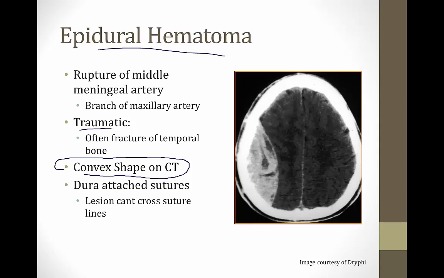So let's look at this picture over here on the right. If you have a rupture in this area here, the bleeding will spread this way and it will spread that way. But when it reaches this suture line right here, it can't go any further, and then it bulges out in this convex shape like that. And that's why it has the convex shape on CT. And this differentiates it from subdural hematomas, which we'll talk about in a minute.